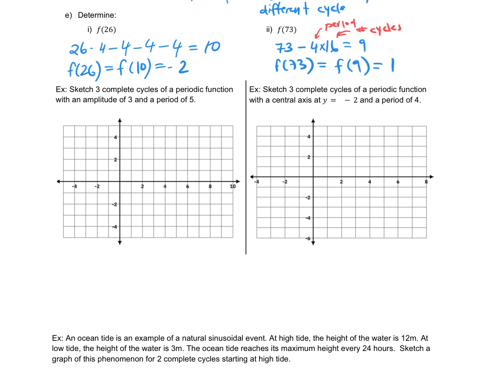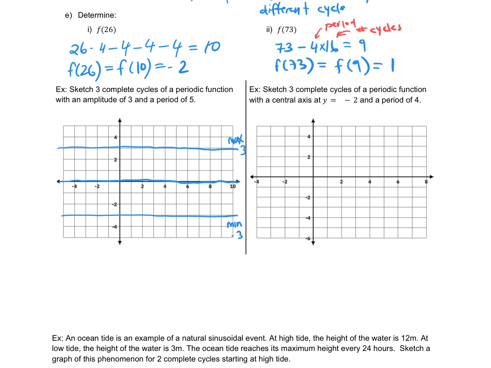Okay, let's do some backwards questions here. Sketch 3 complete cycles of a periodic function with an amplitude of 3 and a period of 5. Okay, so we don't have too many restrictions here, but I need my amplitude to be 3, which means the distance from the midline to the max has to be 3, and from the midline to the minimum has to be 3. So I'm going to say, you know what, I want my midline to be at 0 to make my life easier, which means my maximum should be at 3, and my minimum should be at -3.